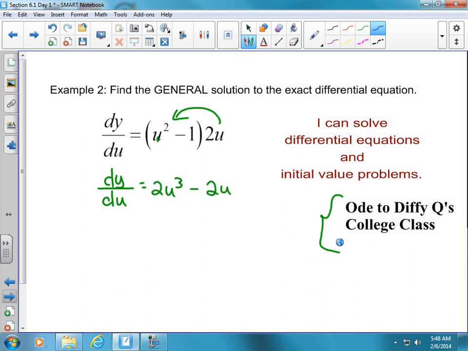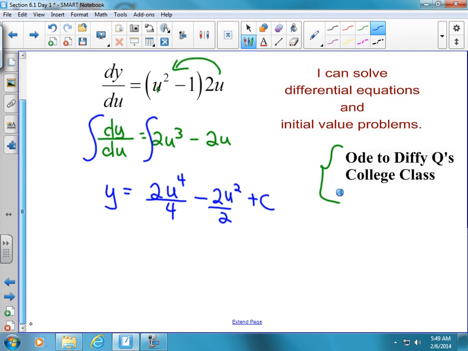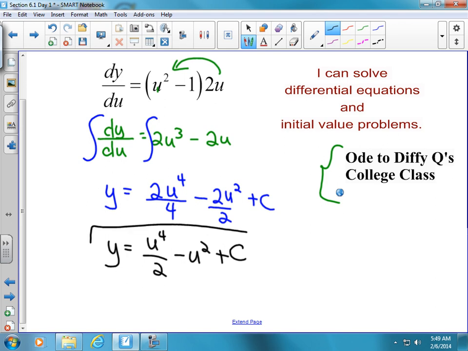All right, let's take the antiderivative of both sides of that equation to solve our differential equation. We have 2u cubed, we add 1 to the exponent and divide by that number. And then we're going to do the same thing here with 2u. We add 1 to the exponent, divide by that number, and then add a c. So again, we're done. Just clean it up and call it a general solution. U to the 4th over 2 minus u squared plus c. Or you could write 1/2 u to the 4th. Again, this is a general solution.